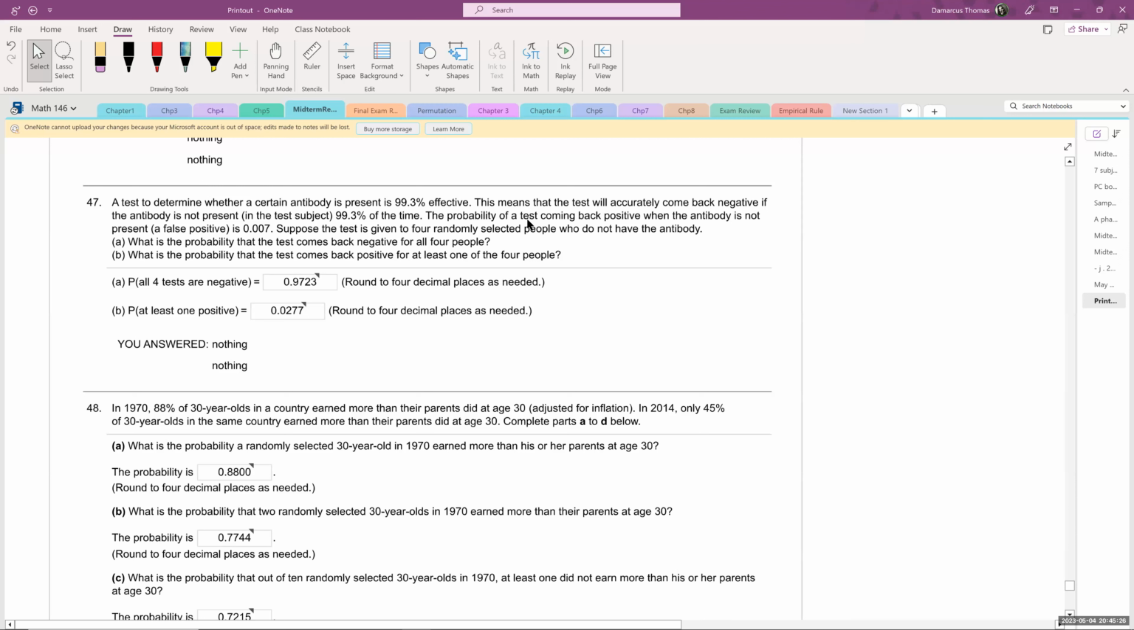The probability of a test coming back positive when the antibody is not present, which is a false positive, is 0.007. So together these make up one whole. It's either going to be positive or negative. It will either be true or false. Suppose the test is given to 4 randomly selected people who do not have the antibody. What is the probability that the test comes back negative for all 4 people?